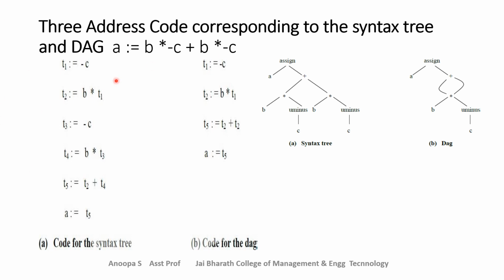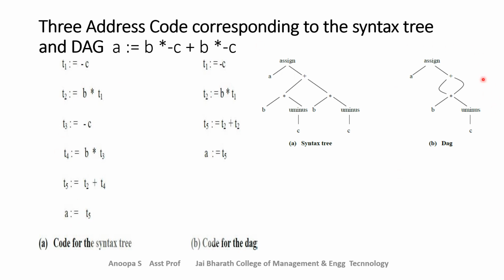Now we will see the three address code corresponding to the syntax tree and DAG. So this is a syntax tree, right? Unary minus of c, then b into minus c, then again b into minus c, then adding them and assigning to a. So this is what the three address code is. First we will be giving minus c. So t1 equal to minus c. Then b into t1 will be performed as t2. Then we have to add it. Again t3 is assigned as minus c, then t4 equal to b into t3, then t5 equal to t2 plus t4, this one and this one is added. Then it is assigned to a.